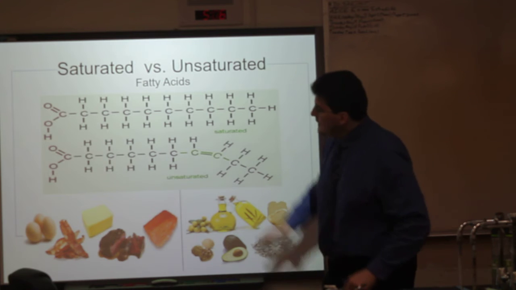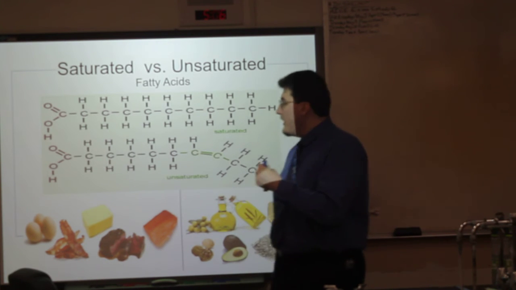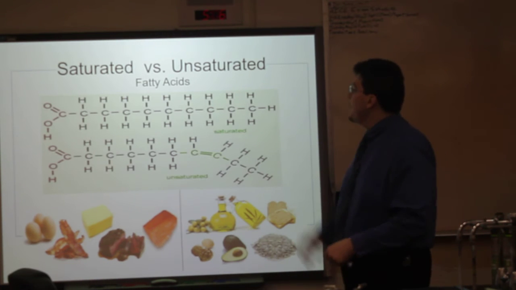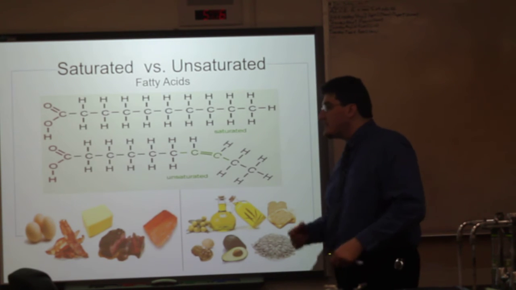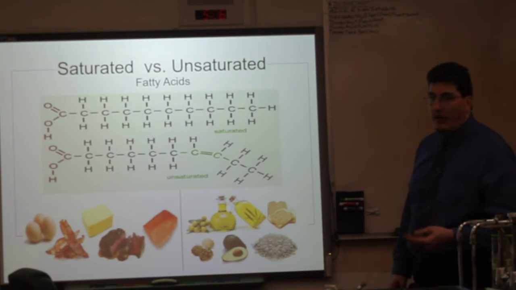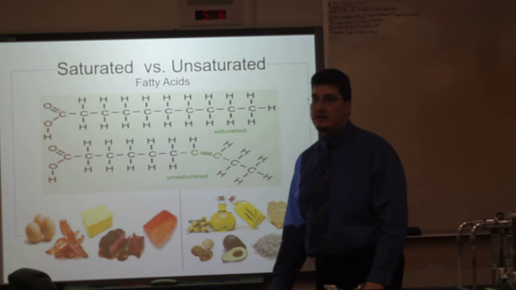Now, your saturated fatty acids are going to be your butters, your eggs, your meats, your fishes. Your unsaturated fatty acids are going to be your oils, your fruits, your vegetable oils, all those things, your peanut butters, which is also vegetable oil, by the way.